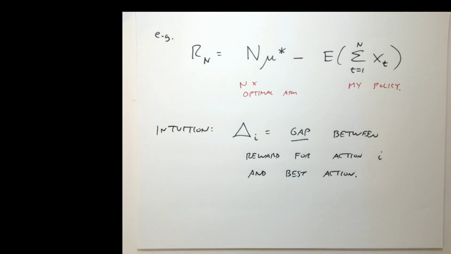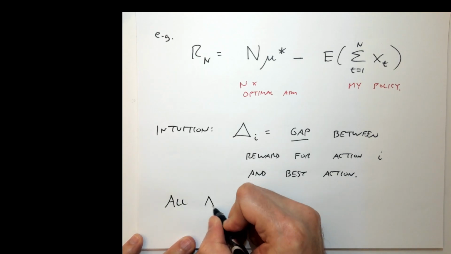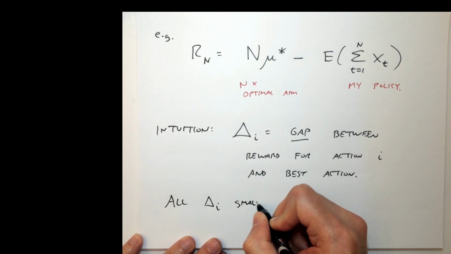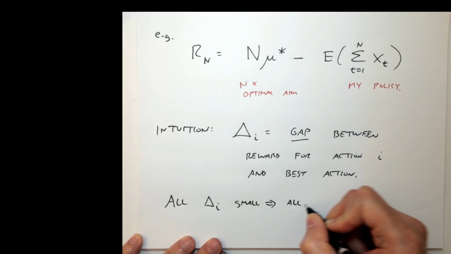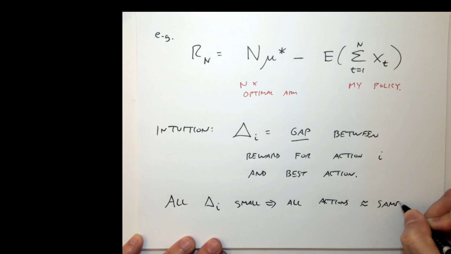So if all the delta i's are small, that basically means that all the actions are more or less the same. It doesn't make a big difference what arm I pull because everything is going to be more or less good, right? So if all delta i are small, all actions are about the same.